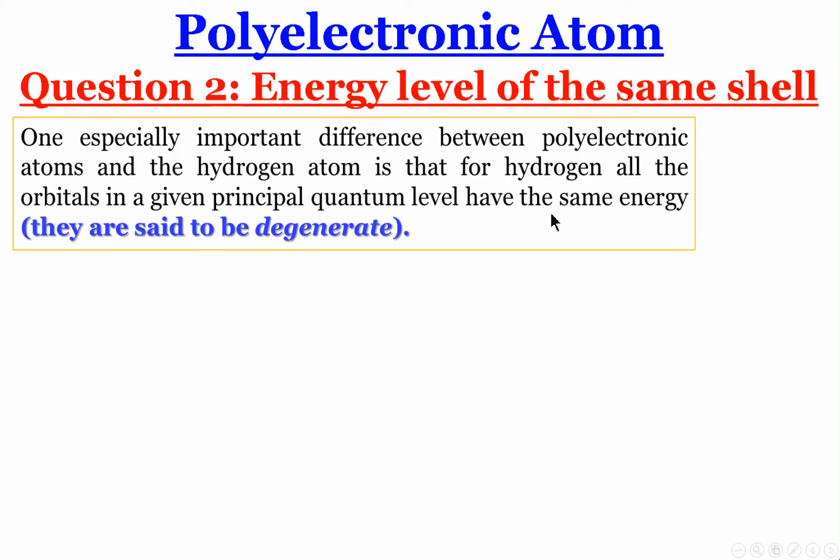Why? Because these orbitals are vacant. Consider, for example, hydrogen: we have 1 electron at level 1. At level n equals 2, we have 2s and 2p. Since these 2 orbitals are vacant, they will have the same energy. So we say they are degenerate.